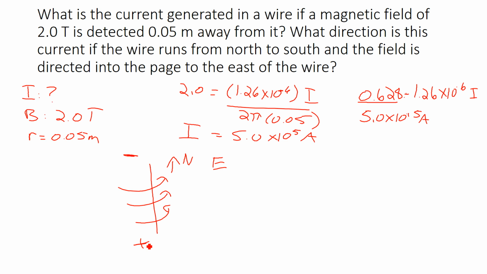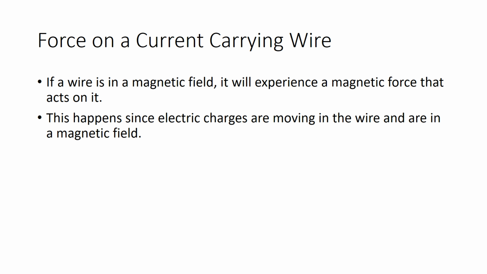Okay, so the rest of this now: force on a current carrying wire. If a wire is in a magnetic field, it will experience a magnetic force that acts on it, okay? The next formula substitutes in the other one. Right, this next formula is what Photomath was telling me to do last time.